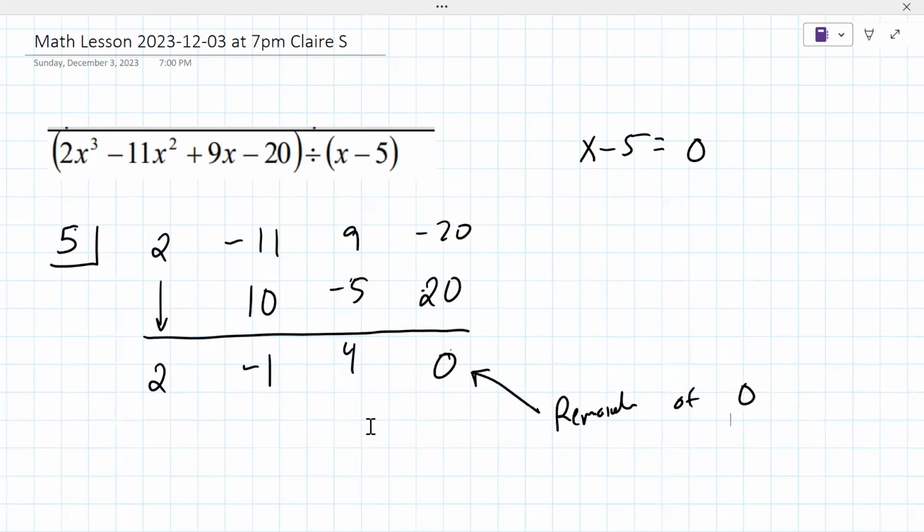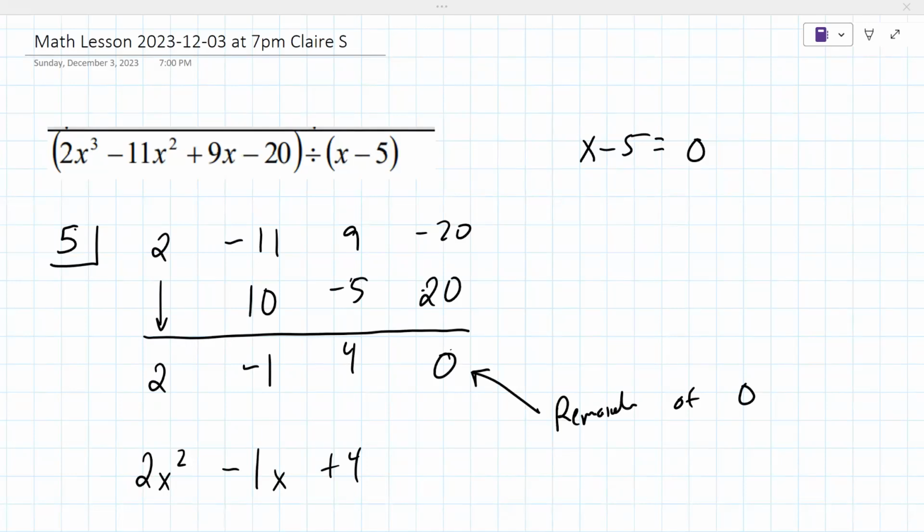And then you're right. You're about to give me the new polynomial, 2x squared minus 1x plus 4. All right, that's perfect. Very good. I definitely believe you understand how to do that.